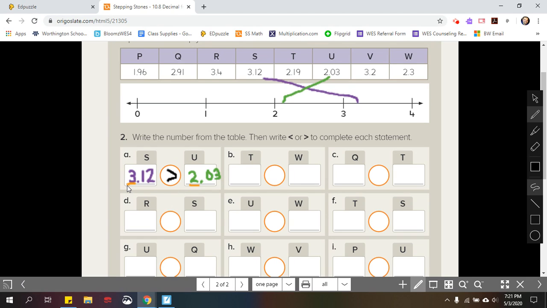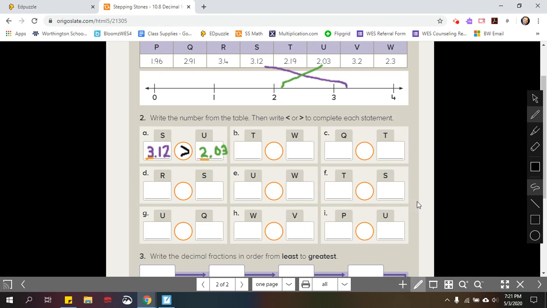Again, I could still use that idea of place value too without looking at the number line. My biggest place in this number is the ones place. My biggest place in this number is the ones place. S has a 3. U has a 2. 3 wholes is bigger than 2 wholes, and we still get the same answer. Okay, so again, I want you to finish working on problem number 2 on your own. Nice job with those 2. We'll go over those ones later on.